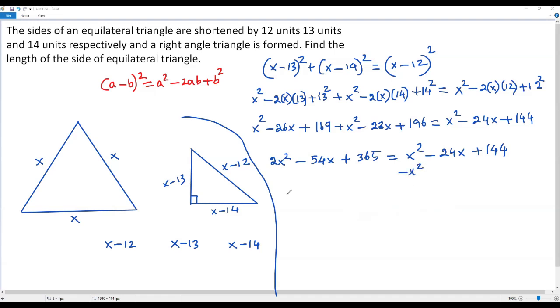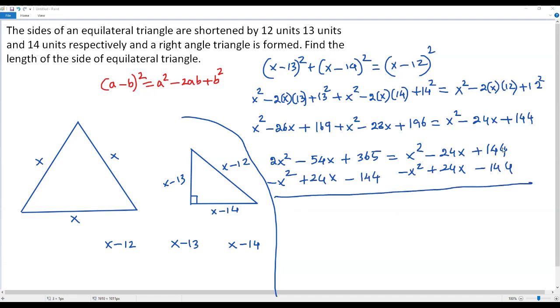For that, let me subtract x² from both sides, and also let me add 24x to both sides. Let me do it, and also let me subtract 144 from both sides. This positive 144 and negative 144 will cancel out, and this one will cancel, this one will cancel out. So here when I combine these two, x² and negative x², I'm just getting x². When I combine these two terms, I'm getting negative 30x. When I combine positive 365 and 144, I'm getting positive 221.